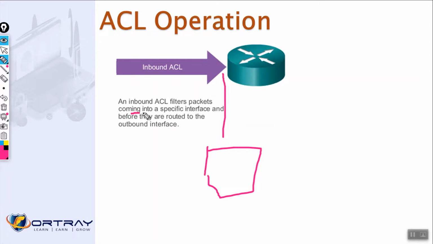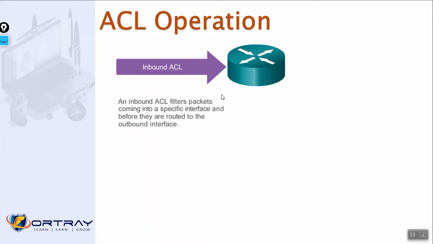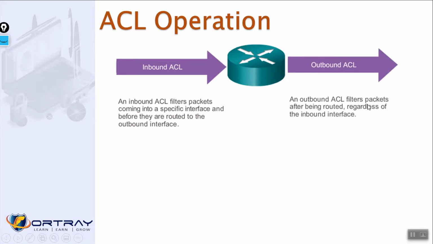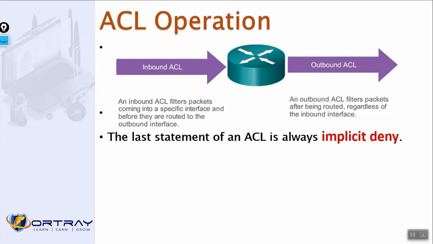Coming into a specific interface. Let's say F0/0 is the interface, before they are routed to the outbound network. So the traffic has not yet entered the router. While the outbound ACL filters traffic after being routed, regardless of the inbound interface. The packet has already entered the router, and after being routed it is decided which interface it needs to leave from. You don't know which interface it came from; you just apply the ACL to traffic leaving that network or not.